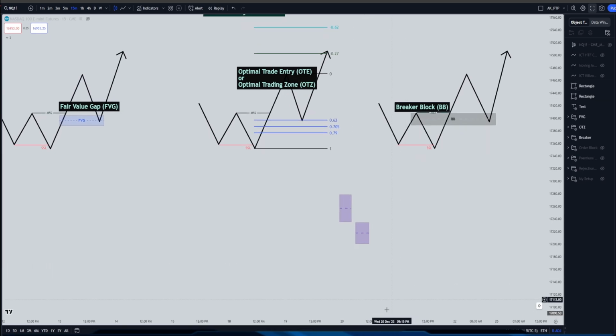In this case, what happens is when the market breaks below that area, like so. Let me draw it properly so that you can understand.